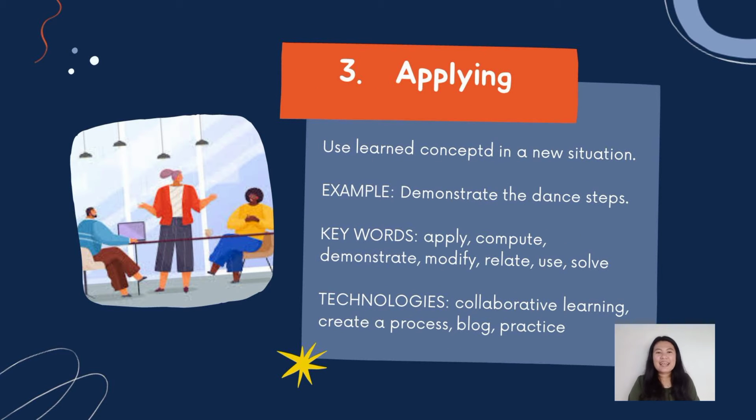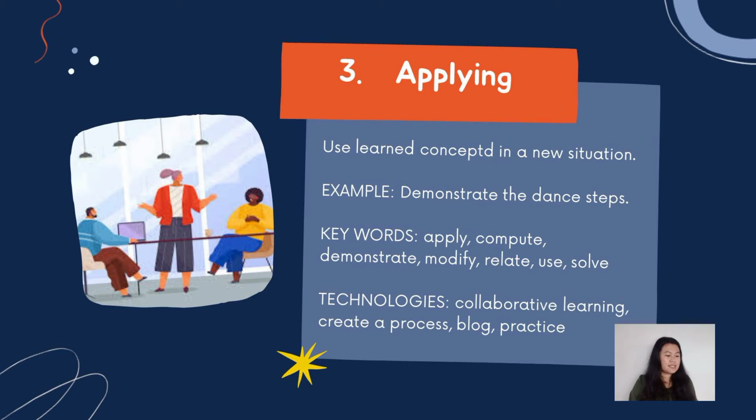And lastly, the cognitive process under the lower order thinking skills will be applying. Applying is the use of learned concepts in a new situation. Example can be demonstrate a dance step. So once you understand how the whole dance process goes, you can easily apply it or demonstrate it in front of the class. Keywords are apply, compute, demonstrate, modify, relate, use, or solve.